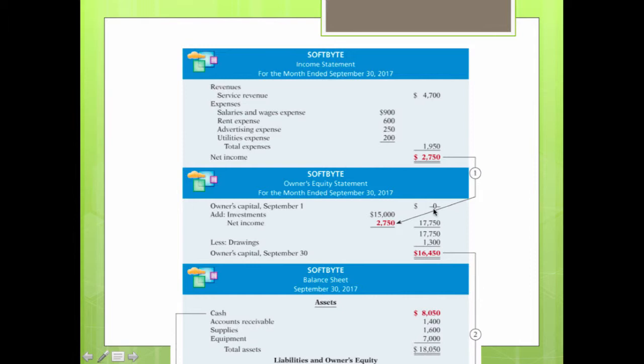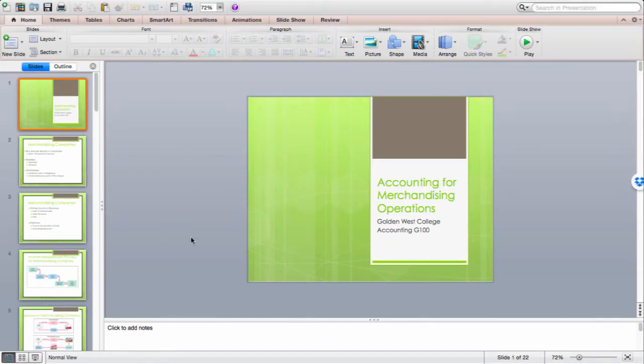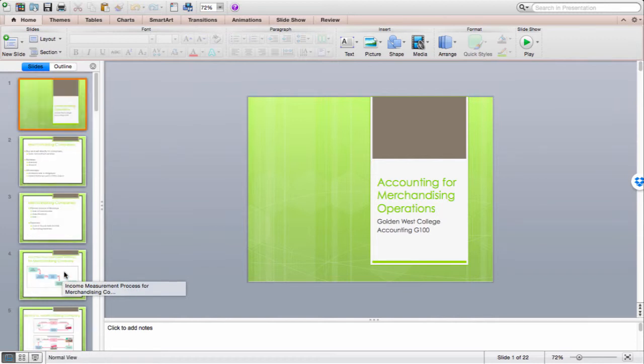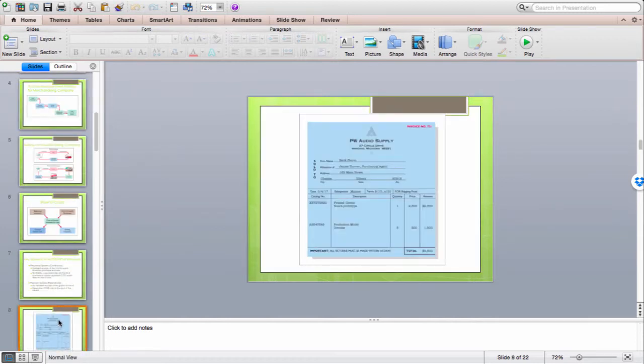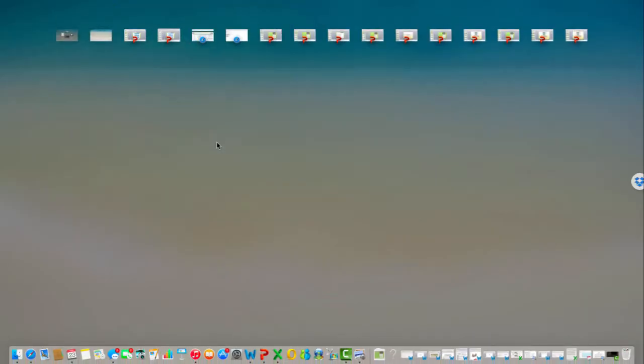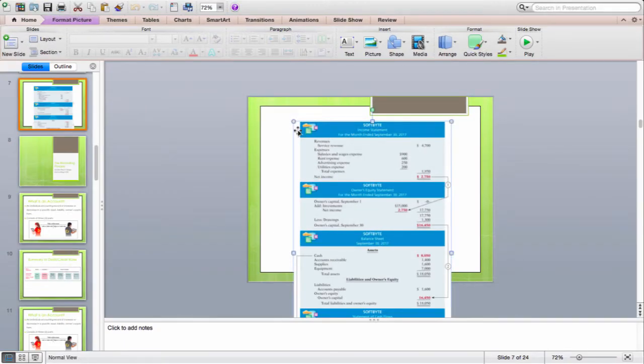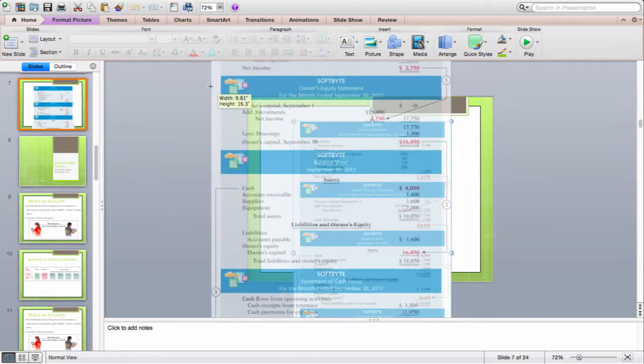Now let me see if I can get out of here so I can show you this full picture, because it's not all there. It's gonna cut off. What happened here? Right here. I'm gonna try and blow this up.